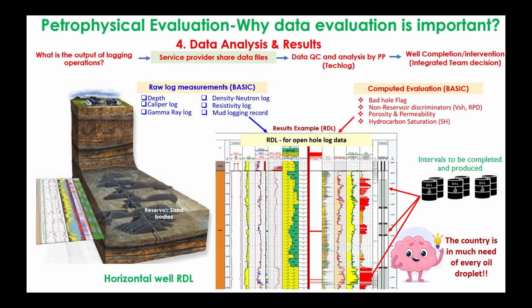Personally, I like to color it using a color code. Saturation red when it is more than 50% and orange when it is less than 50%, for easy visualization for non-PPs. We use the evaluation results at the end to complete and produce the oil and the hydrocarbon.